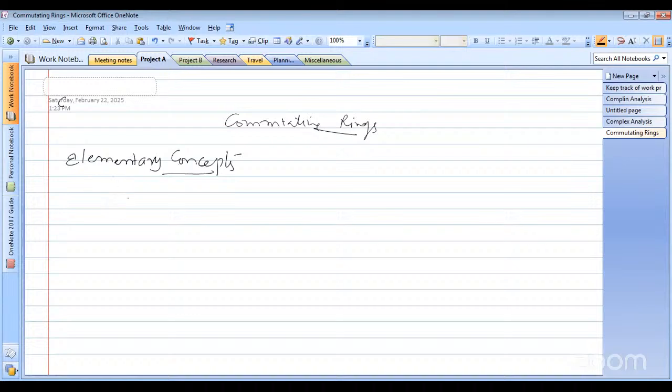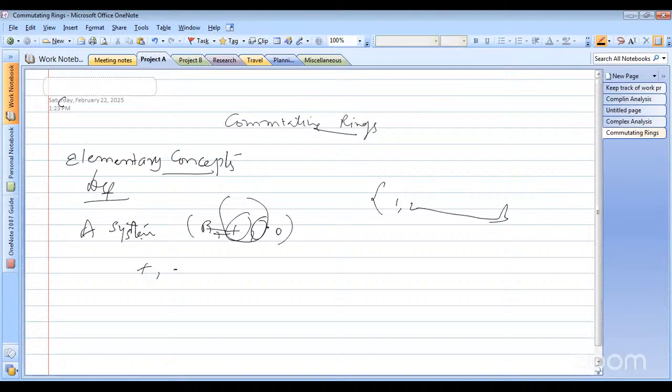One definition here: a system (R, +, ·, 0), where R is the set of real numbers, plus is addition, and dot is multiplication, is said to be a ring if R is a non-empty set, meaning there is at least one element in the set. Plus and dot, addition and multiplication, are binary operations, and 0 is a distinguished element of R satisfying the following conditions.